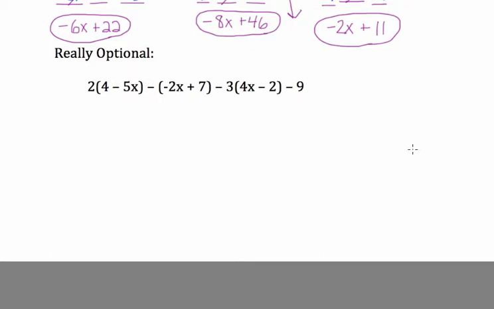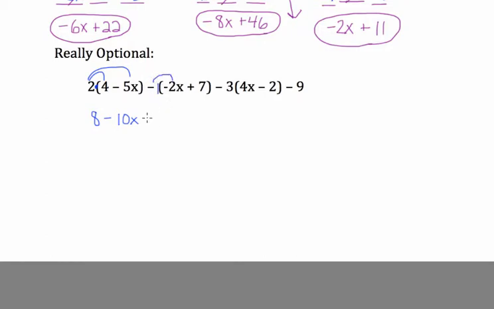This problem is really optional. It's a long one, but I wanted to show you that once you know these rules, you can attack seemingly very long and crazy looking problems, and it's really just longer, not harder. Again, the first step I'm going to do is to do the distributive property wherever I find it. Here I have distributive property, 2 times this parenthesis, so I'll distribute. 2 times 4 is 8. 2 times negative 5x is negative 10x. I have to distribute this negative, so it's like multiplying by negative 1.